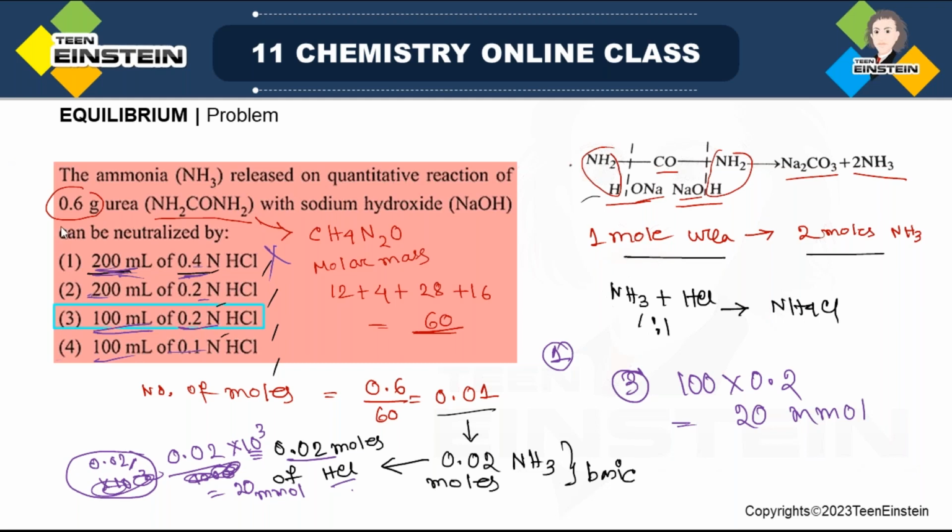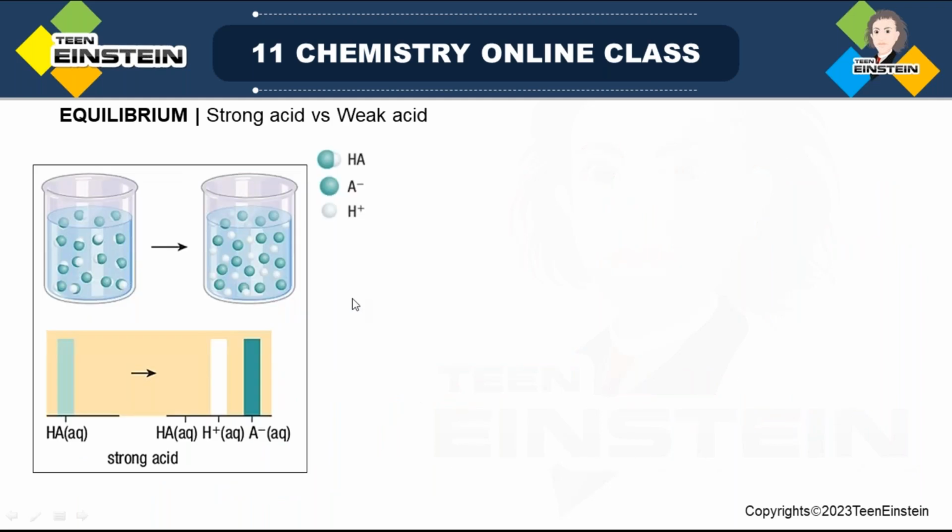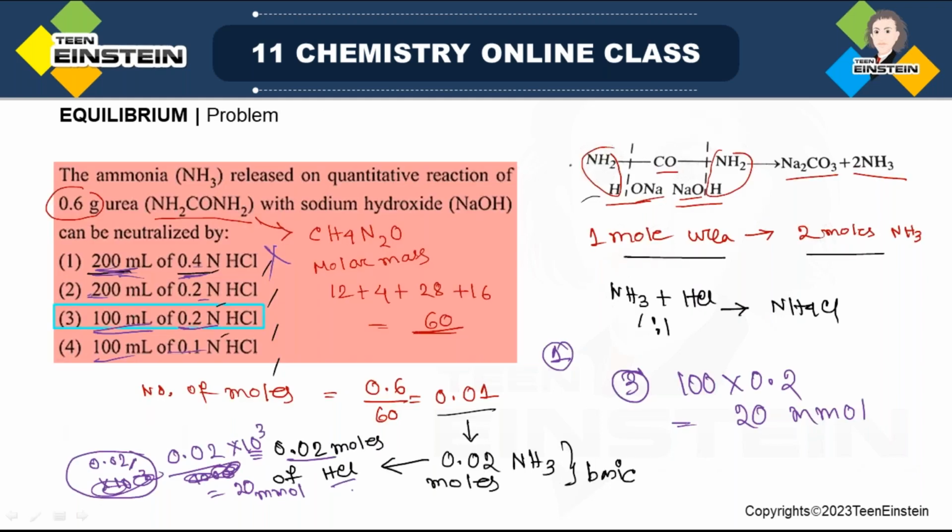From the first one, basically you will get 80 millimole. From the second one, you will get 40. From the last one, you will get 10 millimole. So obviously, these are not giving you 20. So you don't have to do the full calculation. Just looking at the options, you can directly understand which option is correct.